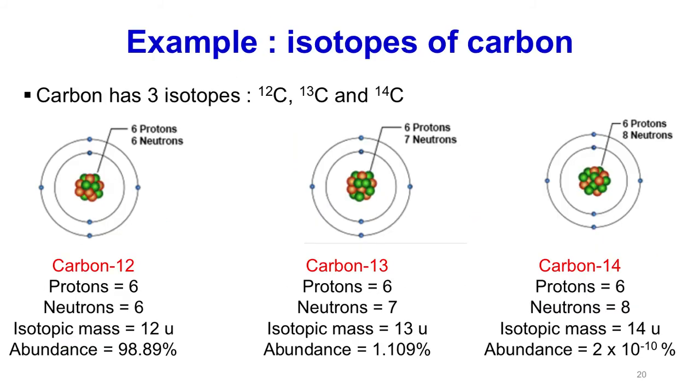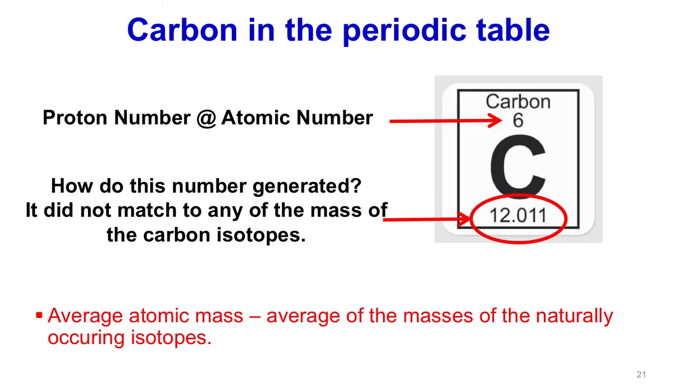Next, isotopes of carbon. There are 3 isotopes of carbon, but the carbon with mass of 12 has the highest abundance. Since elements do not have a specific atomic mass, in the periodic table, the mass stated for each element is based on the average atomic mass.